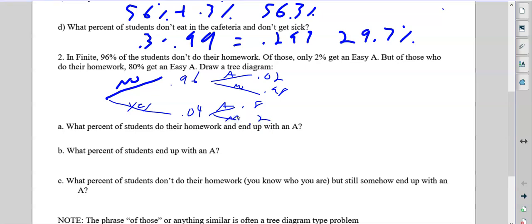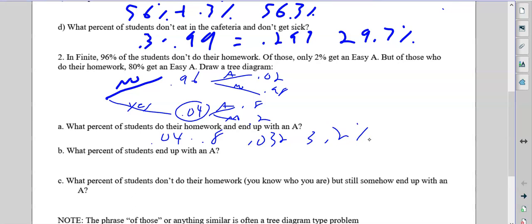Okay? What percent of students do their homework and end up with an A? So do their homework is down here, 0.04, and get the A, 0.8. So it's 0.8 times 0.04, which is 0.032, which is 3.2%.